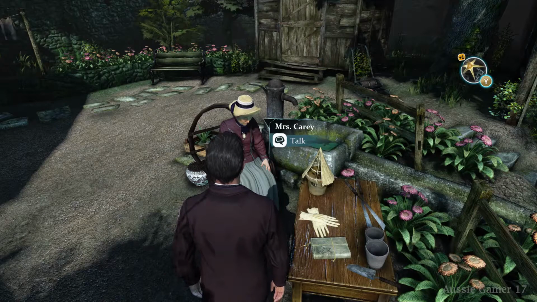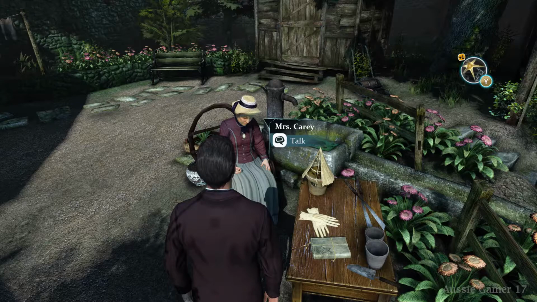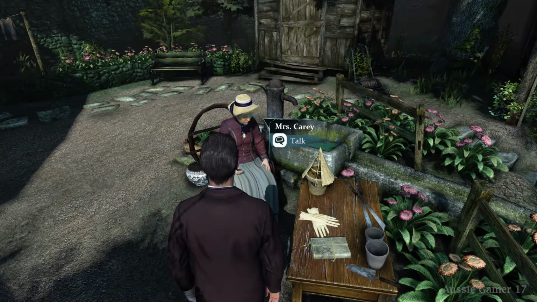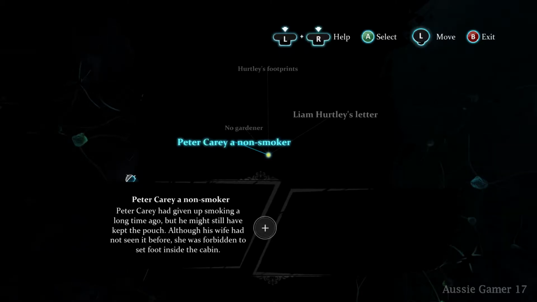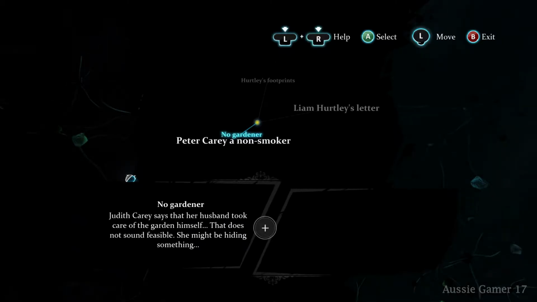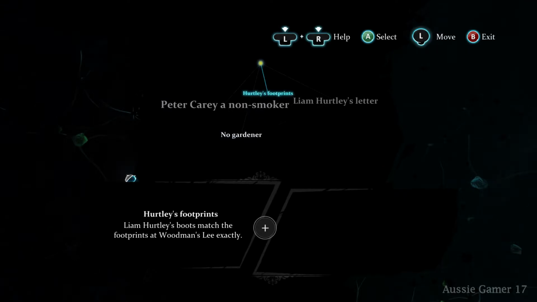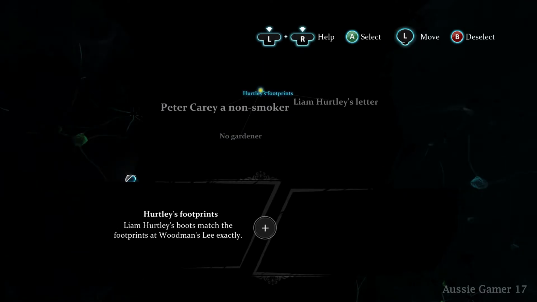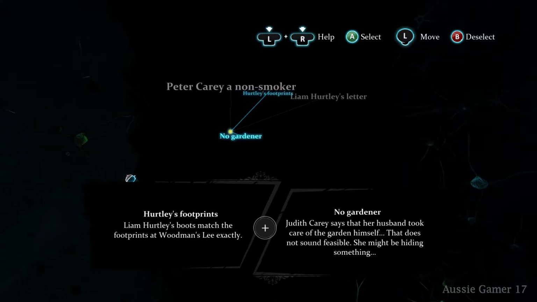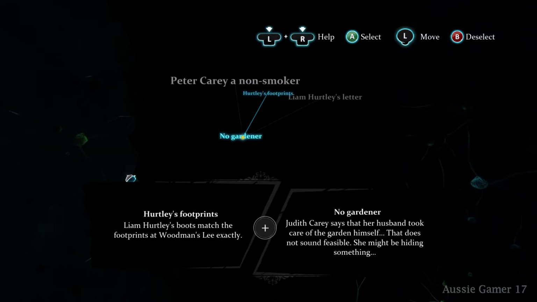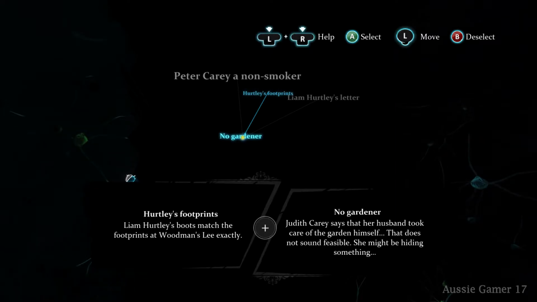Thank you, madam. Was she being honest? And now we have enough information to do another deduction, so let's go into there. What we want to match now is the fact that there are footprints in the garden that belong to Hurtley, and the fact that Mrs. Carey says they don't have a gardener, even though Hurtley himself had gardener's hands and had grass on his knees.